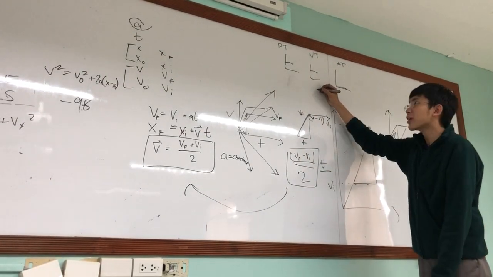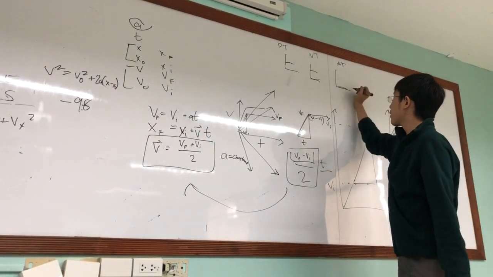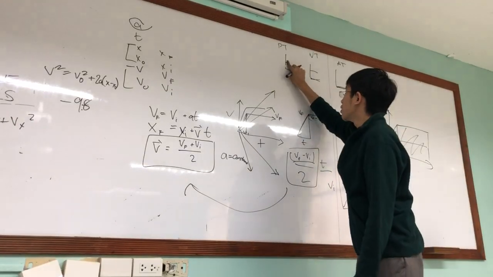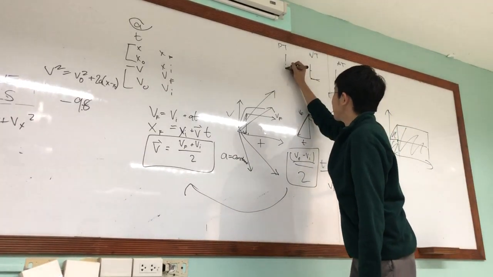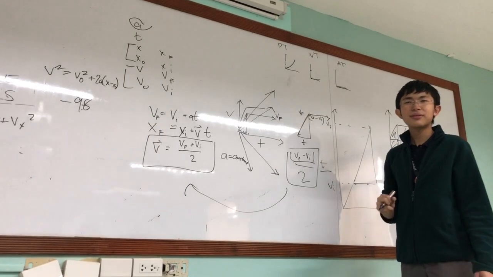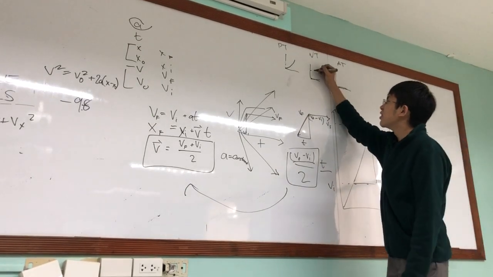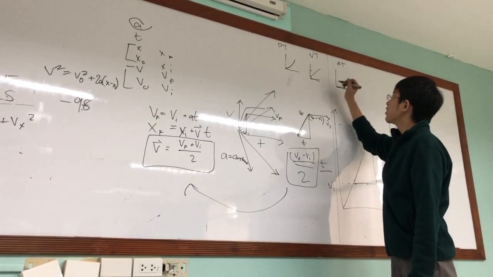If it looks like this, what's our velocity-time? Is that a straight line? Straight line. It's 0, and so is acceleration. If it looks like this, then it's a curve. It's a slanted line. Steep.